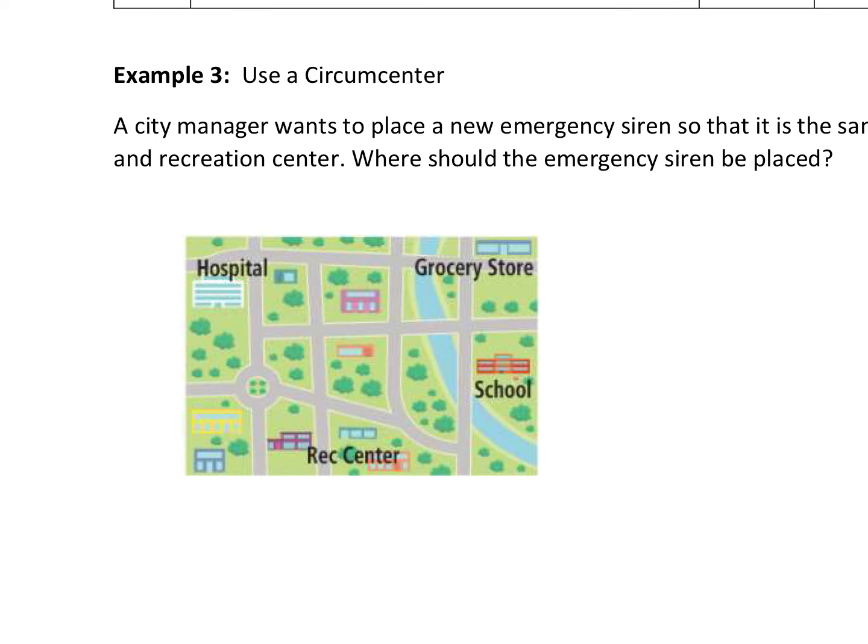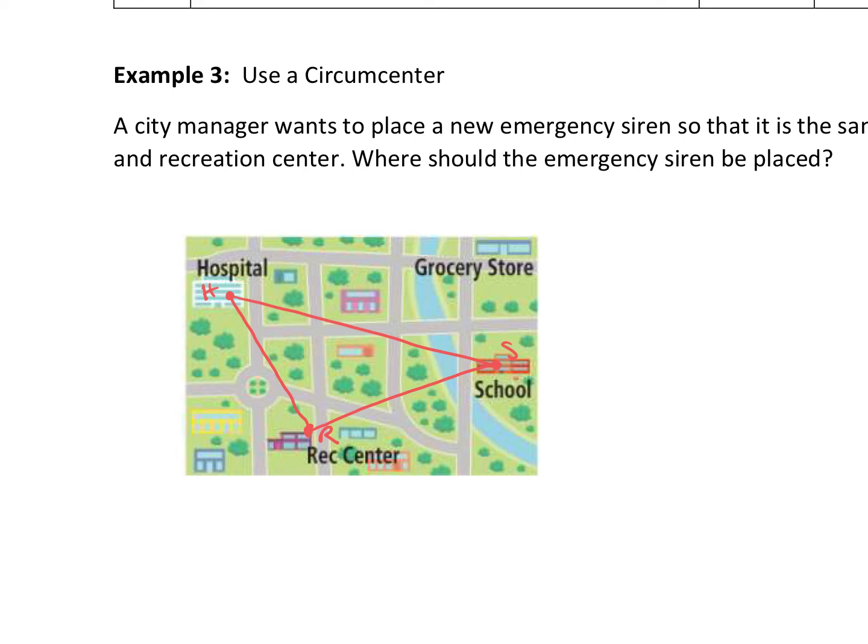So let's go ahead and give ourselves some points to work with. We've got our hospital right here. We've got the school. Oh, that's hard to see. And we've got the rec center, which is right here. And we can just draw a triangle. And if we want to label these points, we've got H for the hospital, S for the school, R for the rec center. Those can be the vertices of a triangle.